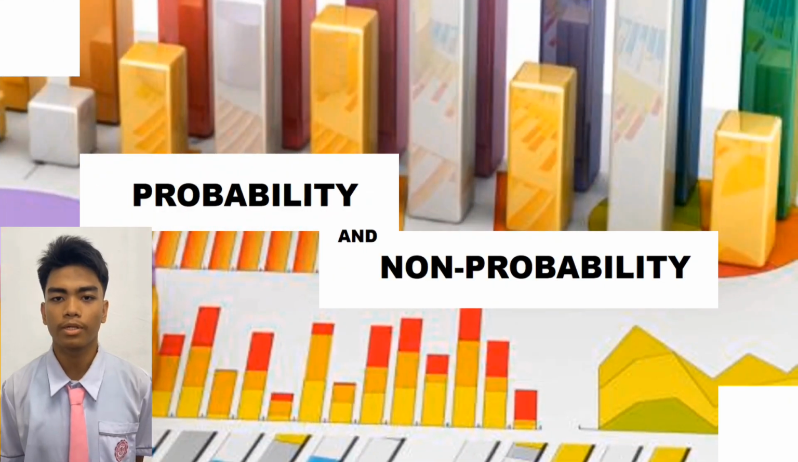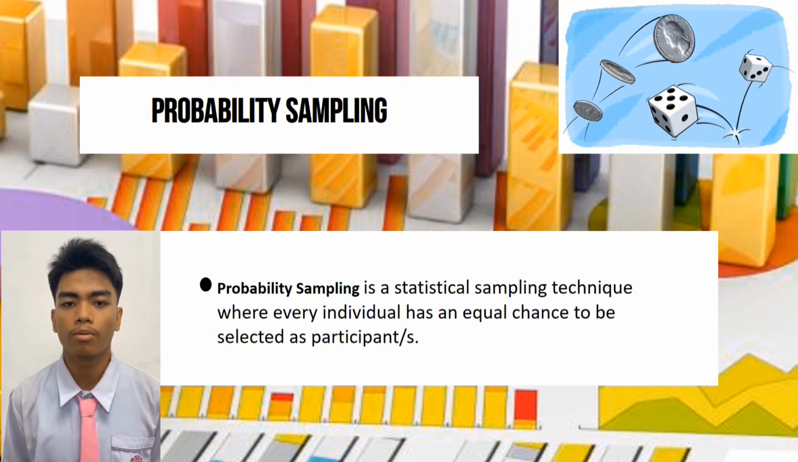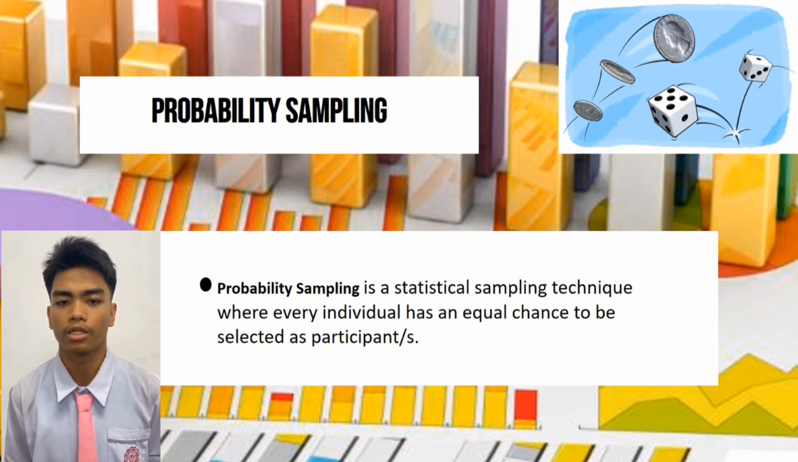There are 2 sampling techniques in selecting our respondents or participants. First is the probability sampling technique. Probability sampling is a statistical sampling technique in which every member or individual of a population has an equal chance to be selected as a participant. An example of probability sampling is when all the Grade 11 Home Economics students were given a chance to be selected as participants in our research.